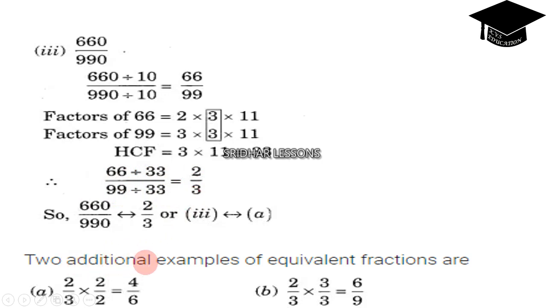So to get additional examples of equivalent fractions, we can multiply this 2 by 3 with the same numerator and denominator. 2 by 2, that is 2 into 2 is equal to 4, 3 into 2 is equal to 6. And the second example is 2 by 3 into 3 by 3, 2 into 3 is equal to 6, 3 into 3 is equal to 9.